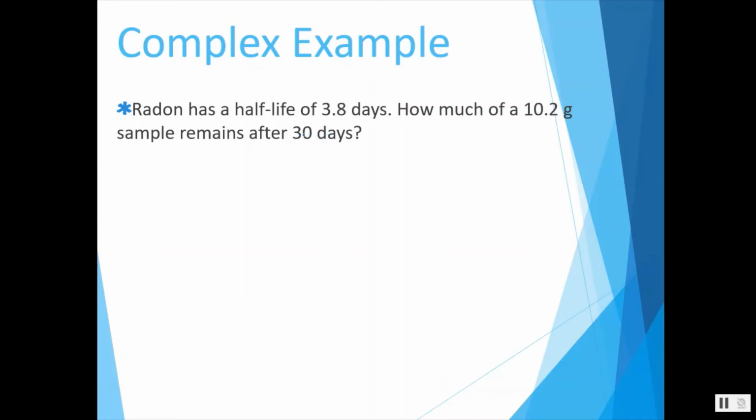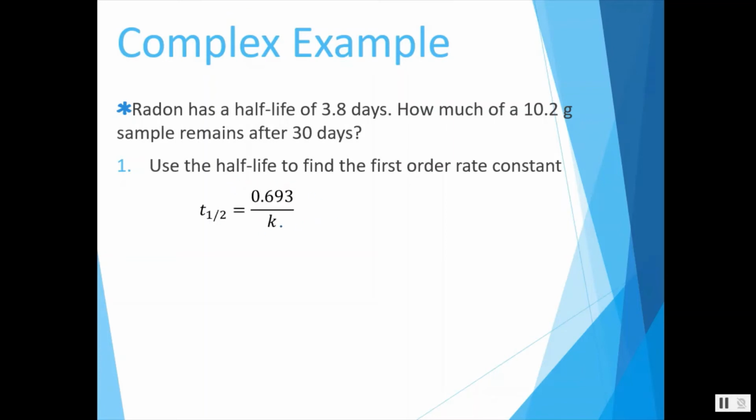So now that 30 days divided by 3.8 doesn't give us a whole number of half-lives, we're going to use that second setup to figure out how much of our sample remains. First, again, we'll use the half-life to find our first order rate constant, and we'll use the half-life equation for this. We know that the half-life is 3.8 days.